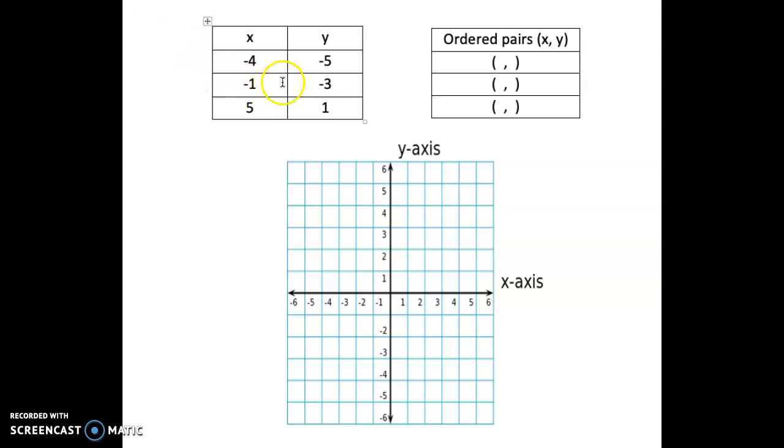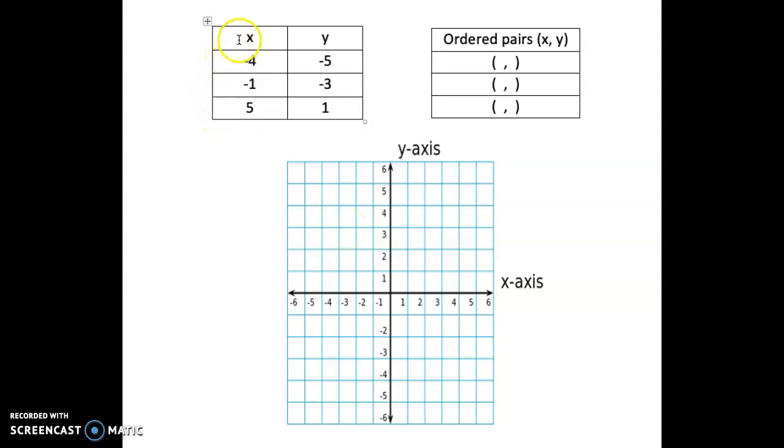Today, guys, we're given a table with some data, and we're going to take this data and rewrite it as ordered pairs, and then we're going to take those ordered pairs and graph them and write the coordinate points on this coordinate grid right here. Or more simply put, we're going to take this data from the table and graph the points. Okay, so let's go ahead and start.